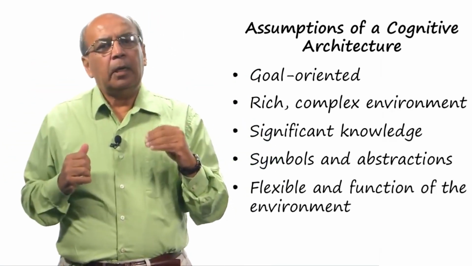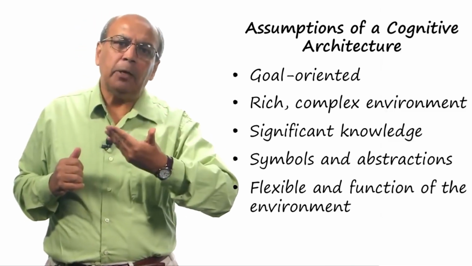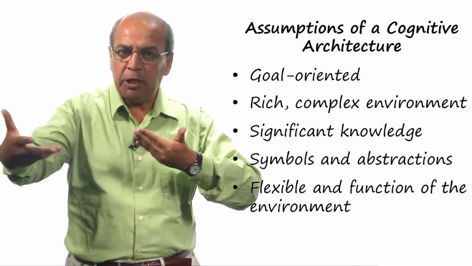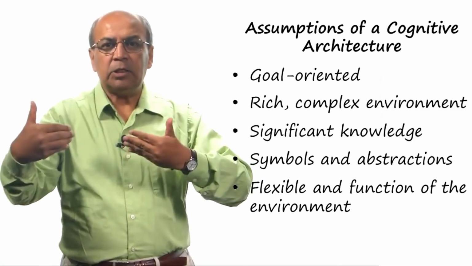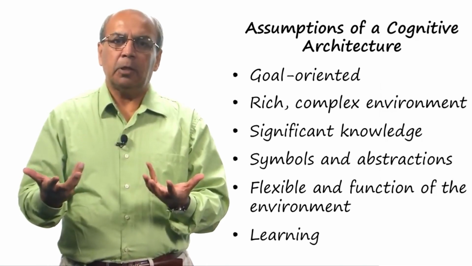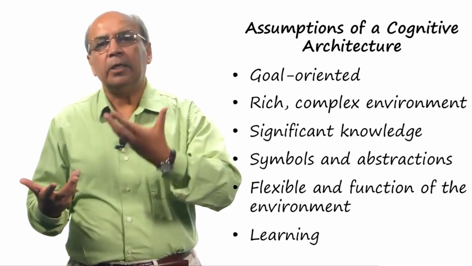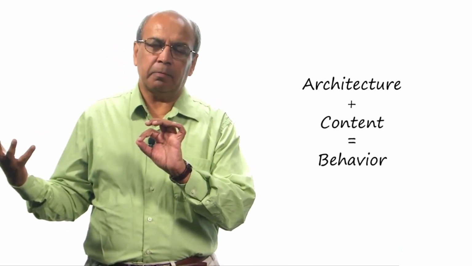Fifth, the cognitive agents are very flexible. The behavior is dependent upon the environment. As the environment changes, so does the behavior. And sixth, cognitive agents learn from their experiences. They're constantly learning as they interact with the world. We can capture the basic intuition behind work on cognitive architectures by a simple equation. Architecture plus content equals behavior.